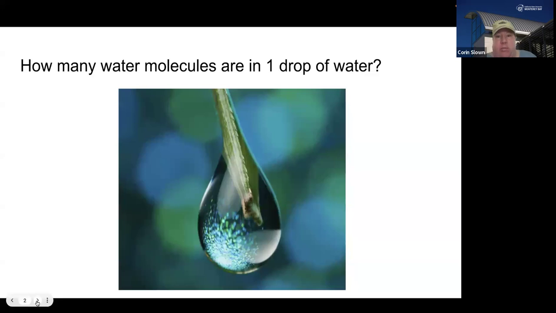So, how many water molecules are in one drop of water? You can think about that using the density of water. You can think about that using the volume of a drop of water. You can make the argument that there's more than one size of a drop of water, so we might get a variety of responses here. But take a moment and on your own, think about how you would calculate the number of water molecules that are in one drop of water.